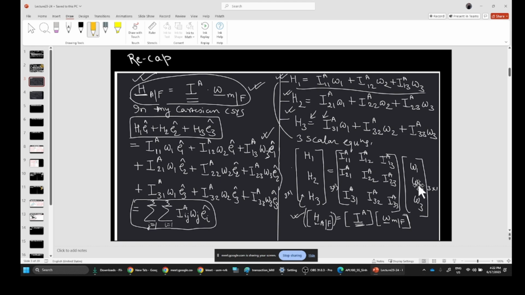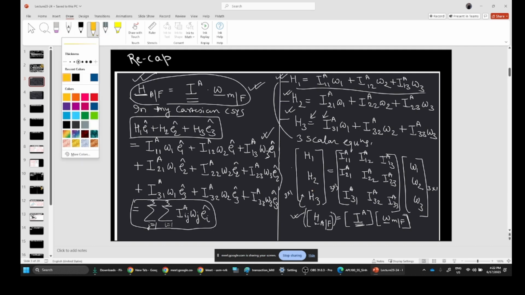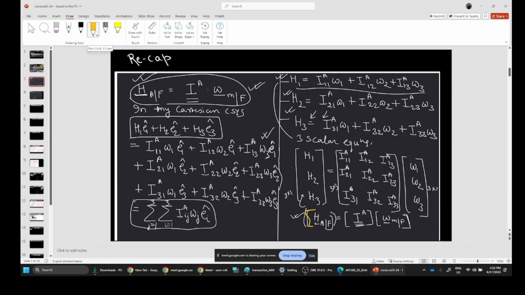So this matrix expression can be written in a more compact form as I have written here. So once I put the square brackets, what I mean to convey is that I am talking about a matrix now. This is the matrix.